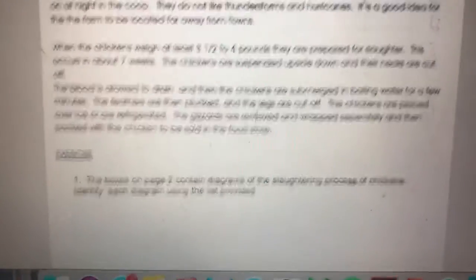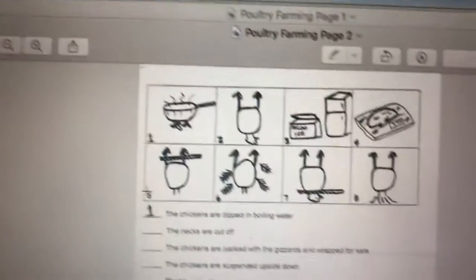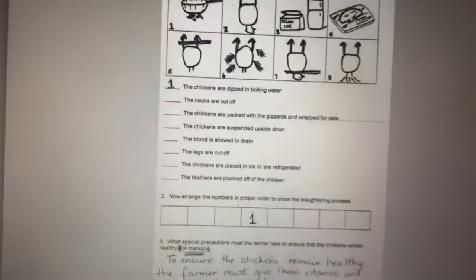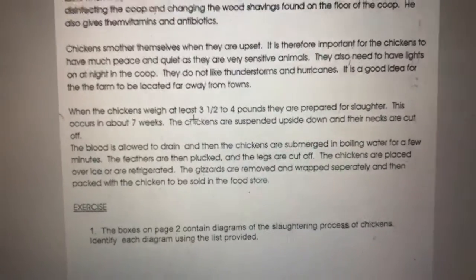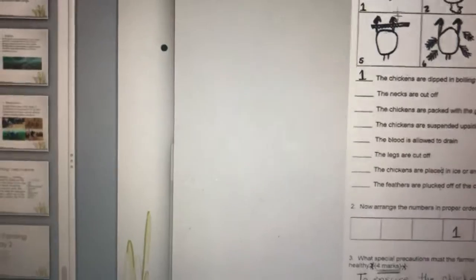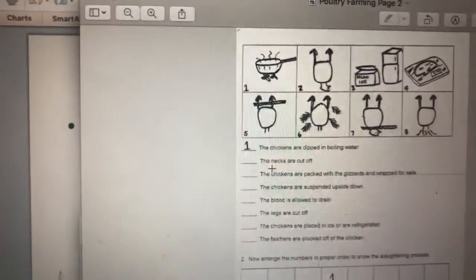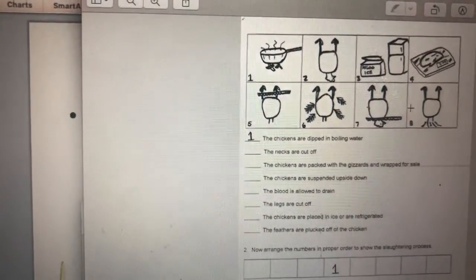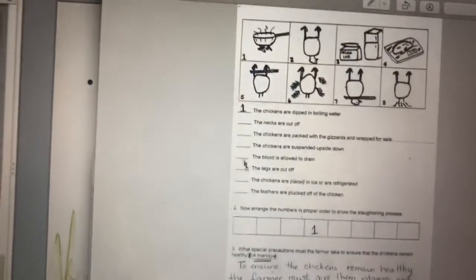Now, the question starts on this page, but where you'll be writing is on this page here, okay? So, the question says, the boxes on page 2 contain diagrams of the slaughtering process of chickens. Identify each diagram using the list provided. So the first one's done for you. Number 1, the chickens are dipped in boiling water. So you can just use that in the picture there. Then the necks are cut off. Find the picture that has that, okay? Go through them and put the numbers in.